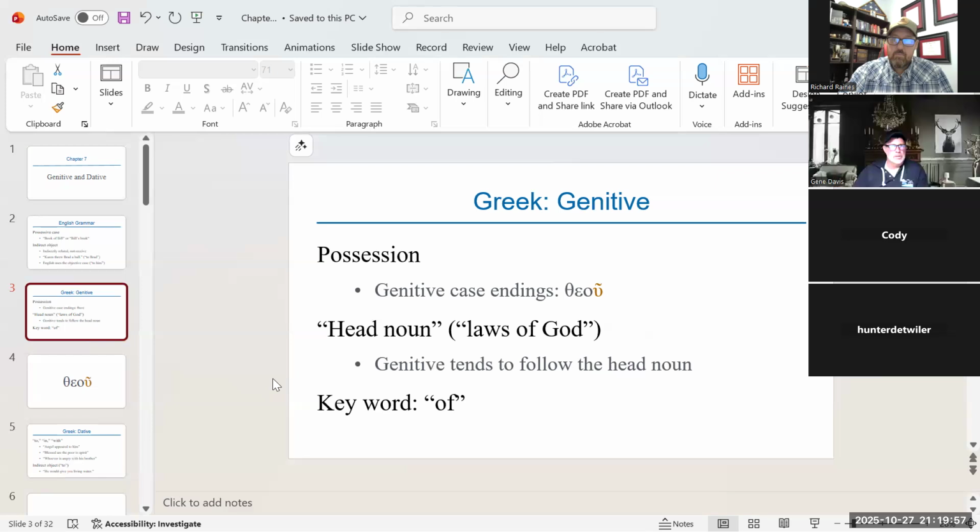Word. If you saw logos theou in a sentence, and I said, translate this sentence. Logos is translated word. Theou is translated of God or God's with an apostrophe S. So you would translate the sentence word of God or God's word. See how that works? So the genitive is going to typically follow the noun that owns that thing or that is related to the possession. So it's going to be close to the lead noun that it follows.